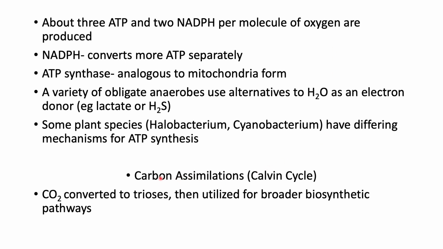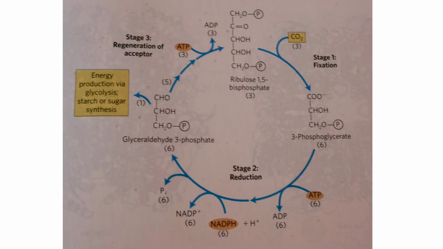The Calvin cycle references carbon assimilation, where CO2 is converted to trioses and then utilized for broader synthetic pathways. And that's what this looks like here. The energy production via glycolysis, starch or sugar synthesis occurs here. You get ATP converting glyceraldehyde 3-phosphate to ribulose 1,5-bisphosphate. You get carbon dioxide fixation at this point, going to 2 molecules of 3-phosphoglycerate, consumption of ATP with reduction by NADPH, removal of phosphate, and then glyceraldehyde 3-phosphate, which can go into the structure of a carbohydrate for structural or glycolysis or any other function, including sugar synthesis.